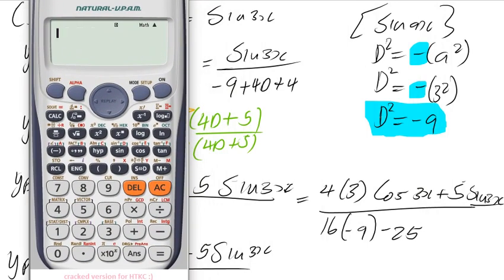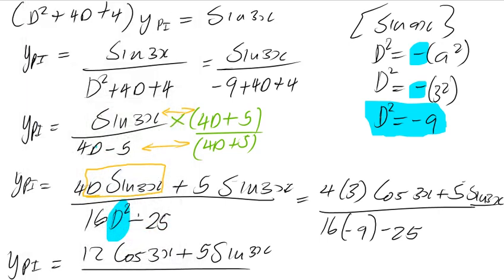So we're gonna remove everything there. 16 open bracket minus 9 minus 25 is equals to minus 169, minus 169. So you can always split them.